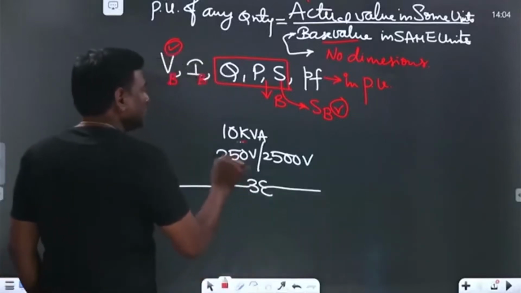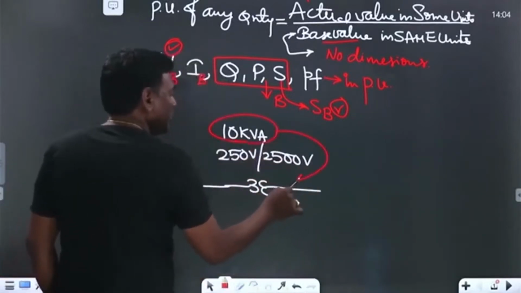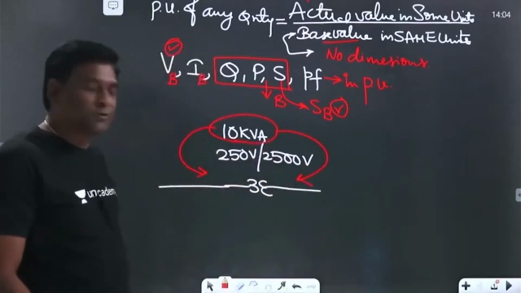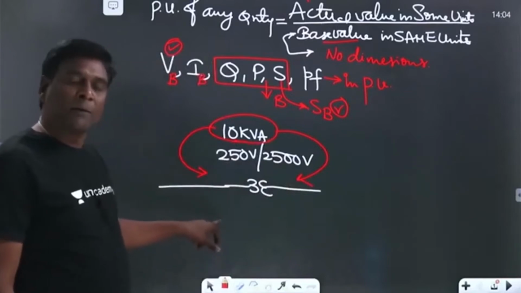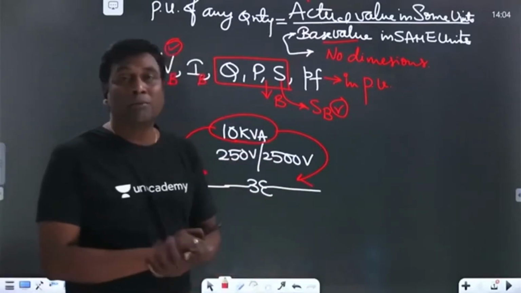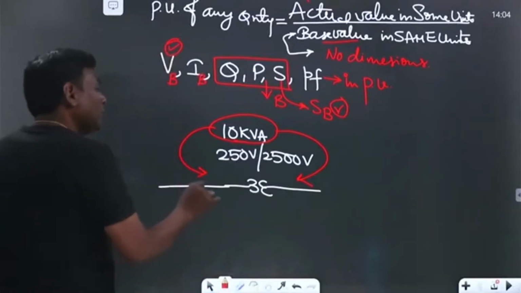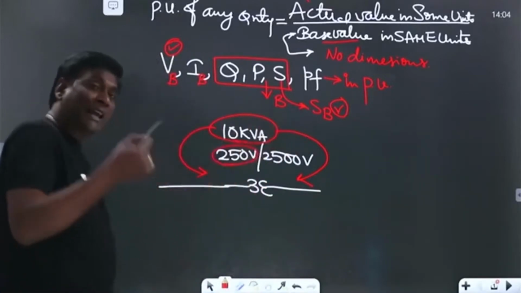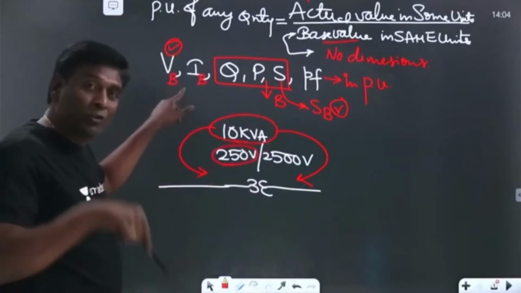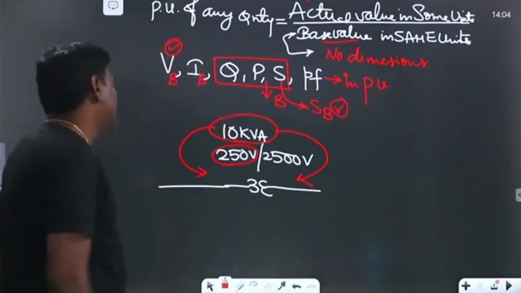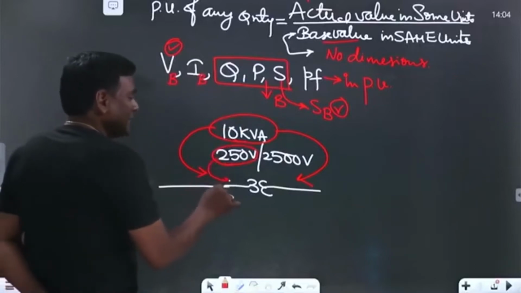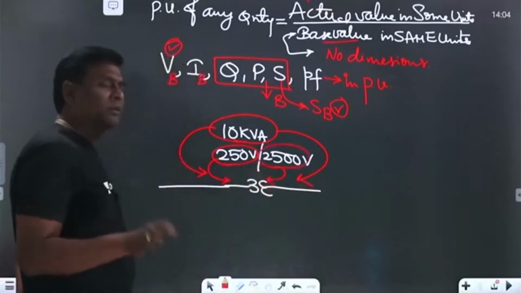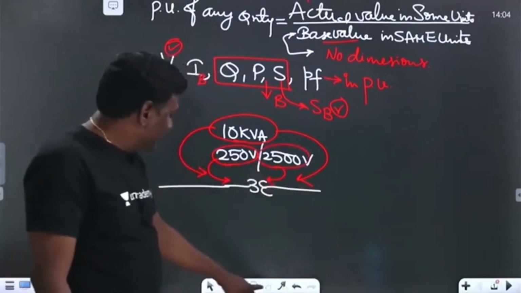Let me tell you. This 10 kVA is going to be on both sides. We have to take 10 kVA only. Even in a transformer, if the primary is capable of 10 kVA, the secondary also will be capable of 10 kVA. Now for voltage base, VA base, the I base should be derived from VA base and V base. Now on the LV side, let me consider 250 volts. On the HV side, let me consider 2500 volts. Problem solved.